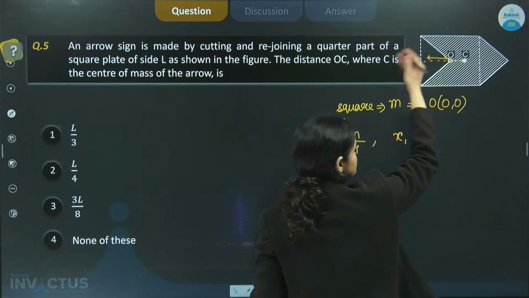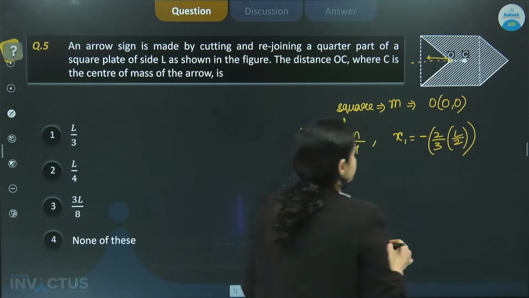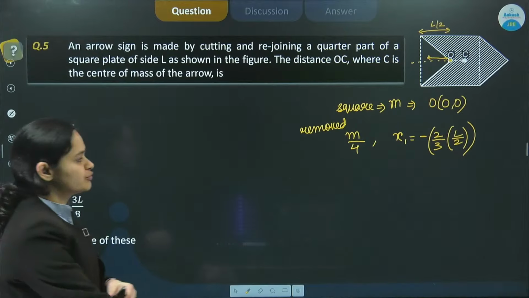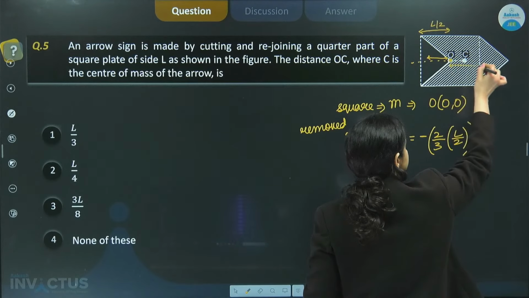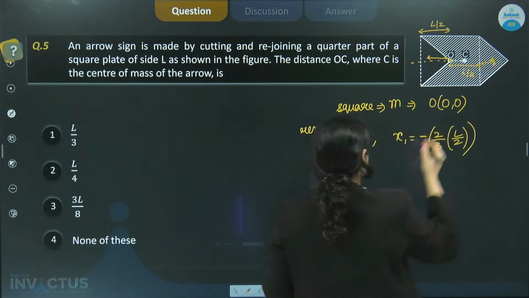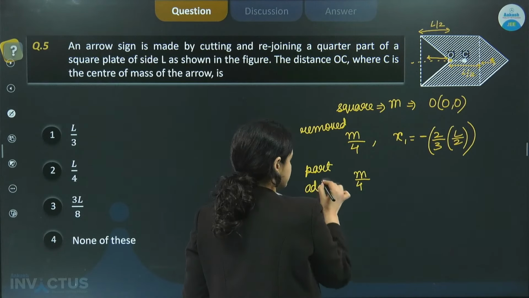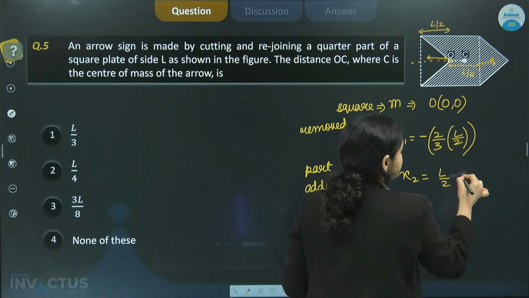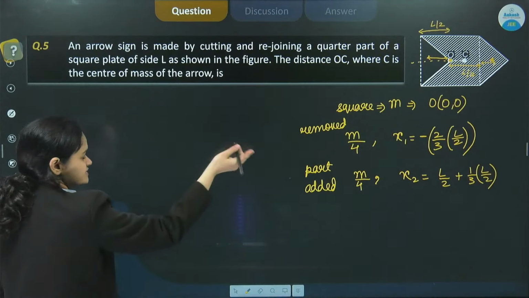Since this is the origin and the part is on the back side, it is going to be negative of 2/3 of L by 2, because this length is L by 2, as the square has a side of length L. Now the part which has been added is at a distance L by 2 plus 1/3 of L by 2 for the center of mass of this triangular part. These are the coordinates over here.